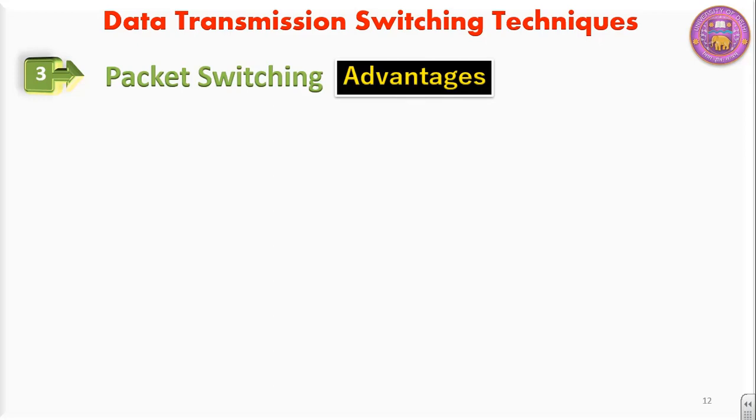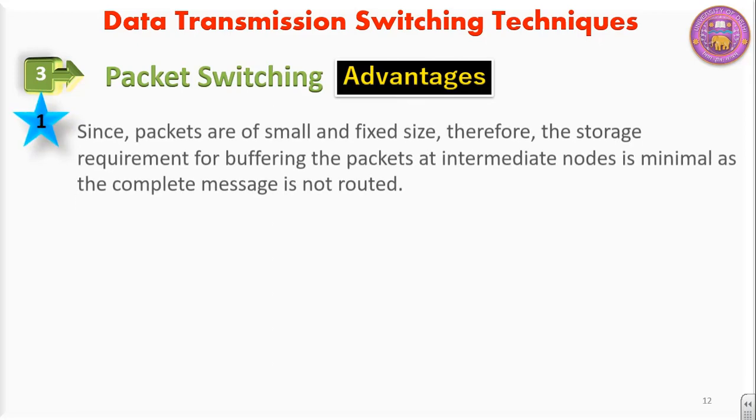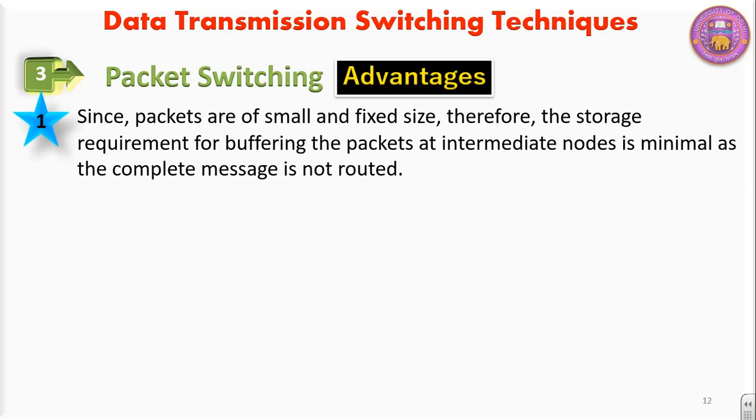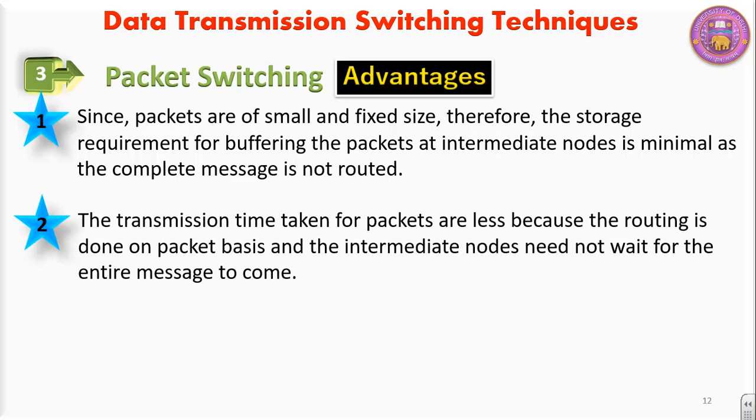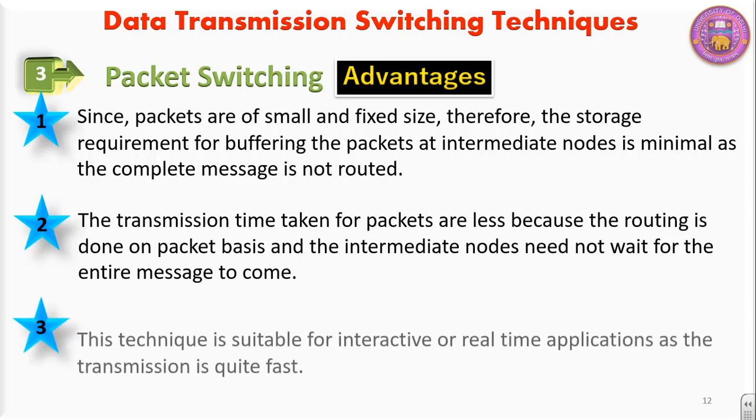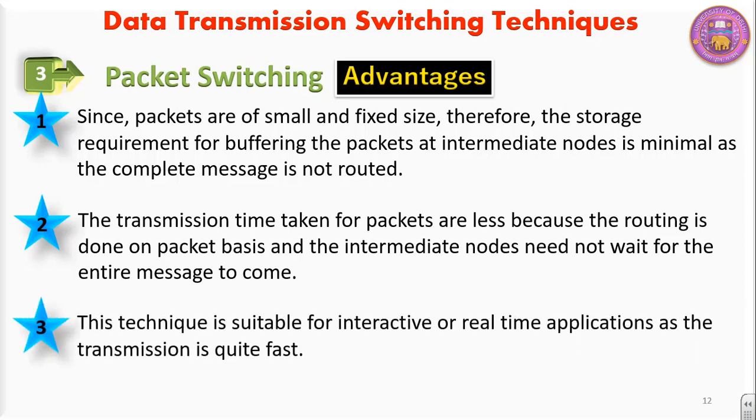What are the advantages of packet switching? Since packets are of small and fixed size, the storage requirement for buffering the packets at intermediate nodes is minimal, as the complete message is not routed. Second, the transmission time taken for packets is less because the routing is done on packet basis and the intermediate nodes need not wait for the entire message to come. The third advantage is this technique is suitable for interactive or real-time applications as the transmission is quite fast.